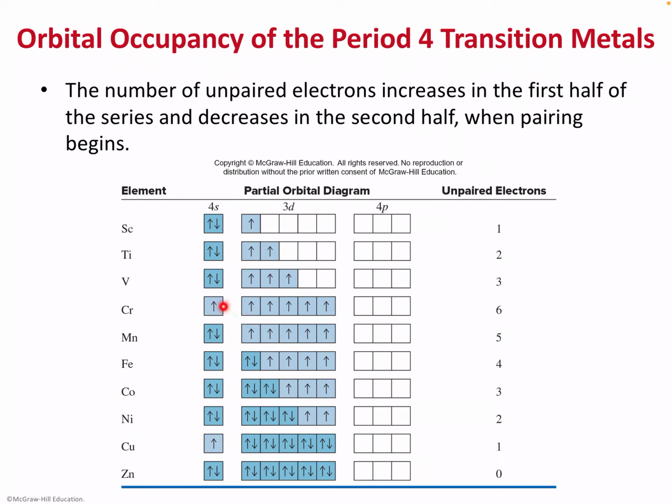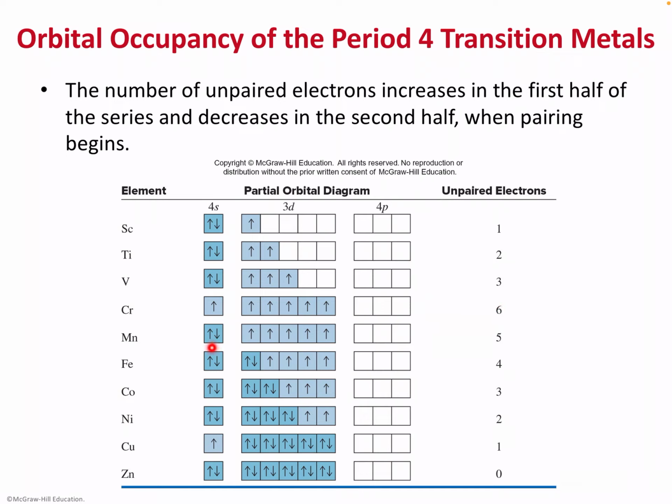Chromium is going to be 4s2, 3d4. But remember, having a half-filled d orbital is more stable than having 4 electrons. So what happens when you come to chromium is that one of the s electrons jumps into the 5th d orbital and becomes 4s1, 3d5. We learned about this in General Chemistry 1 also. Okay, so there are 6 unpaired electrons in chromium.